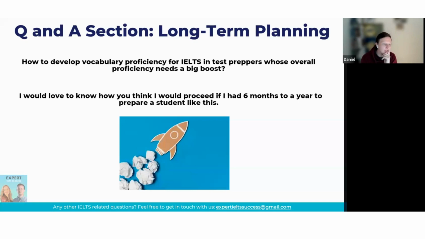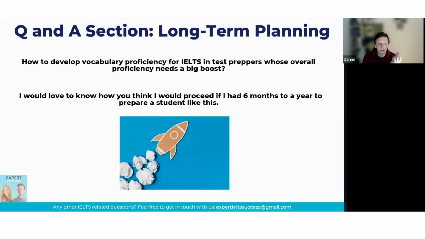So that's a good amount of time, actually. Some students say they only have 3 weeks or a month, even though they don't necessarily think they're going to get the grade and they're going to have to take tests multiple times. So if we had 6 months to a year, how would we do it?